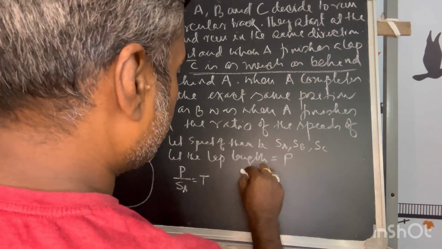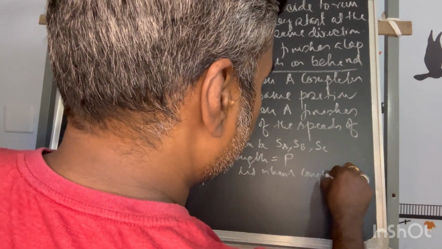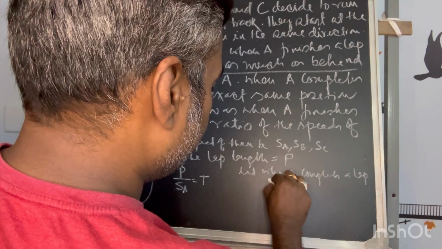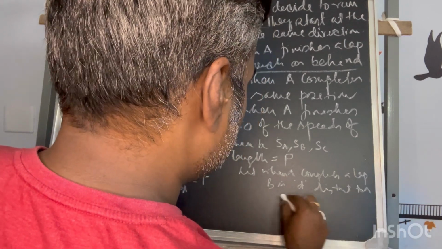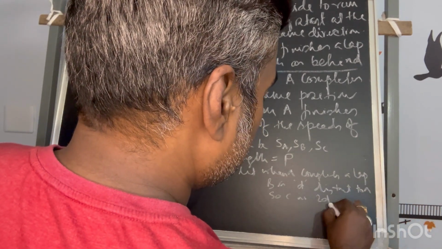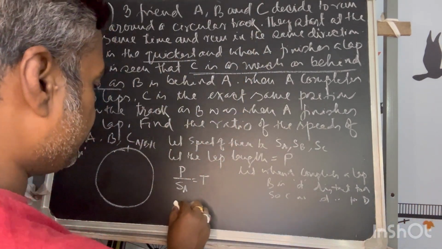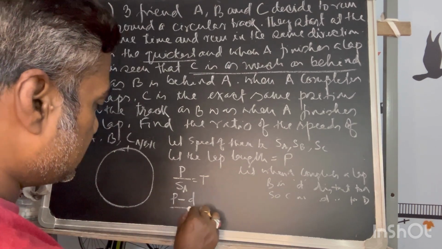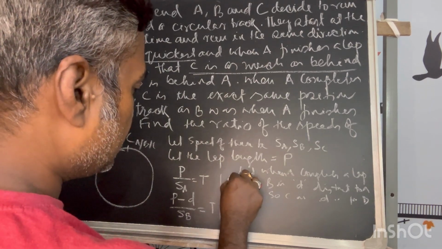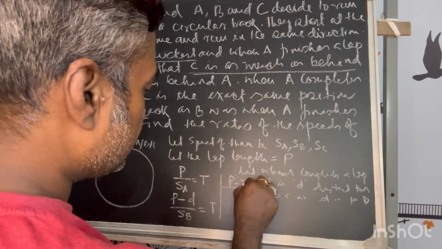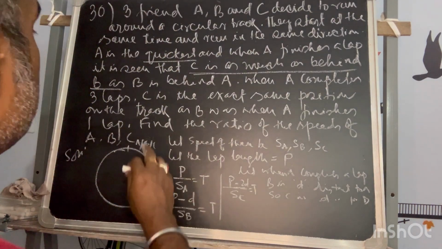Let us say when A completes a lap, B is D distance from A. So C is 2D distant from A, D distant from B. So B covers perimeter minus D with his speed in time T. The time will be the same, and C covers P minus 2D at speed SC in time T. This will be the equation.